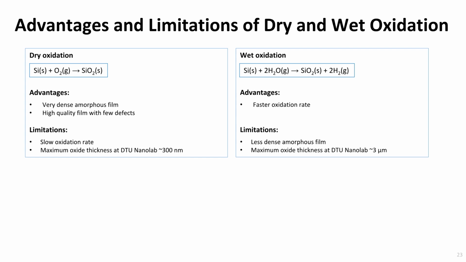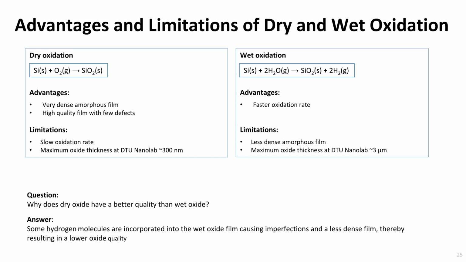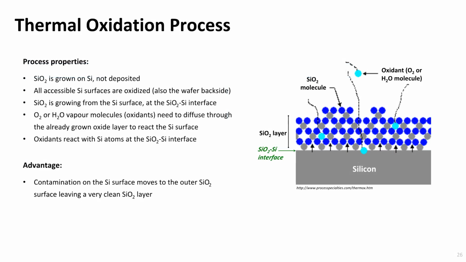If you need a thicker oxide layer, please contact the thin film group, or buy wafers with an already grown oxide layer. But why do dry oxide layers have a better quality than wet oxide layers? Well, some hydrogen molecules are incorporated into wet oxide films, causing imperfections in a less dense film, thereby creating oxide films of lower quality. Let's have a closer look at the properties of the thermal oxidation process.